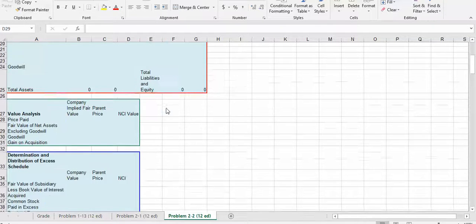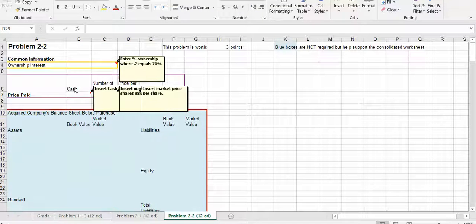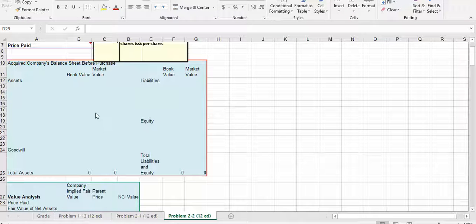All right, so getting back to what we're talking about, now we're going to have ownership interest as 80%. It says 0.7, but that's just an example. Then you enter your purchase, the number of shares, the price, and you can hide those comments if you want to, no problem. And then here you just have your assets at book value and market value. This comes from the assignment.